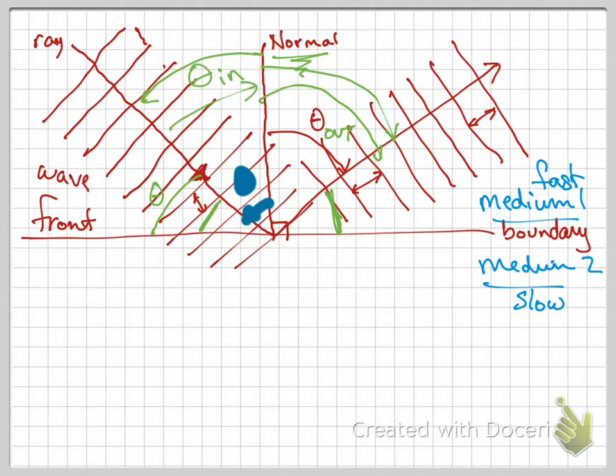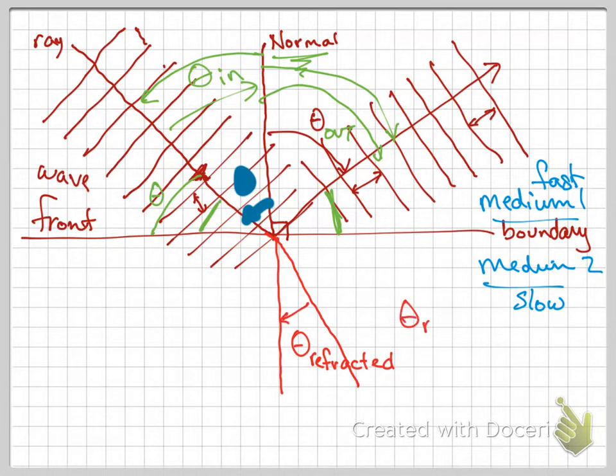So when this wave, change it back to red, when this wave enters into this medium, it's going to bend as it changes speed. And in this case, it's going to bend this way, and it's going to bend closer to normal. So this theta here, I'm going to call this theta refracted, because that's what's happening here. Refraction is the bending of the wave as it changes mediums. This will actually be smaller, so theta refracted will be less than theta incident, which is your incoming angle. Okay, I just wanted to get a picture of this.